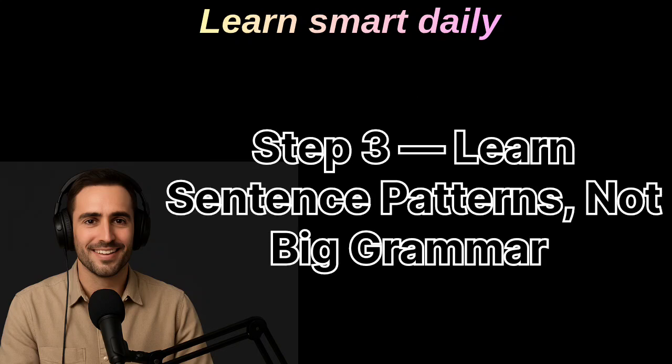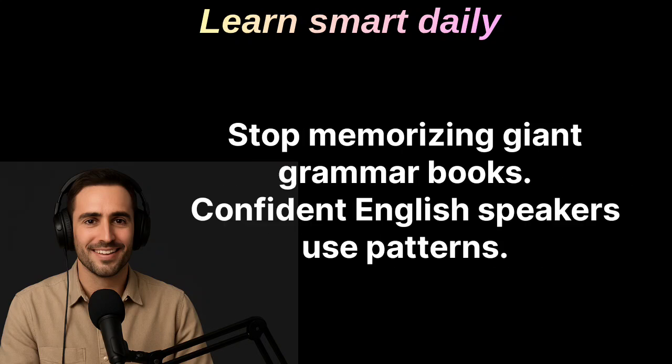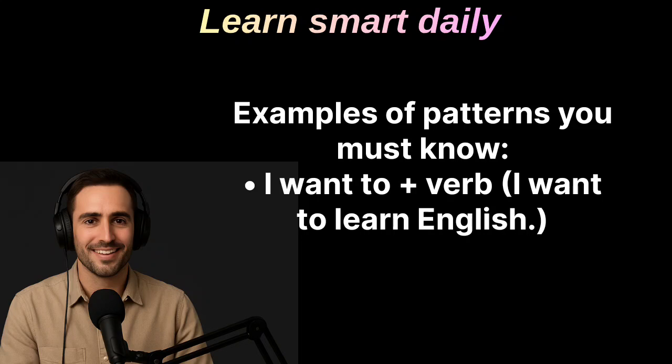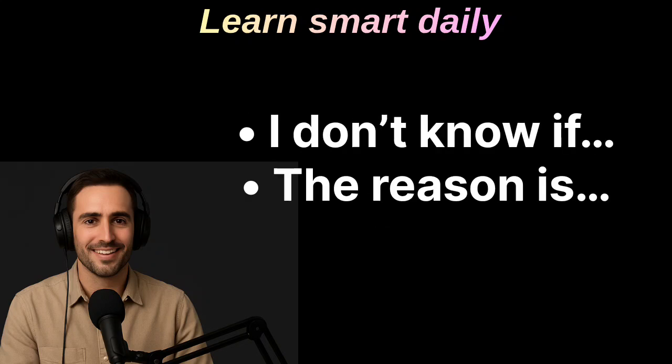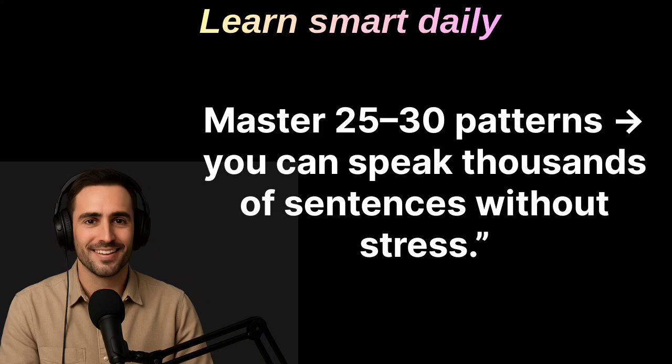Step 3. Learn sentence patterns, not big grammar. Stop memorizing giant grammar books. Confident English speakers use patterns. Examples of patterns you must know. I want to plus verb. I want to learn English. I am going to plus verb. I'm going to start studying. I don't know if. The reason is, master 25-30 patterns. You can speak thousands of sentences without stress.